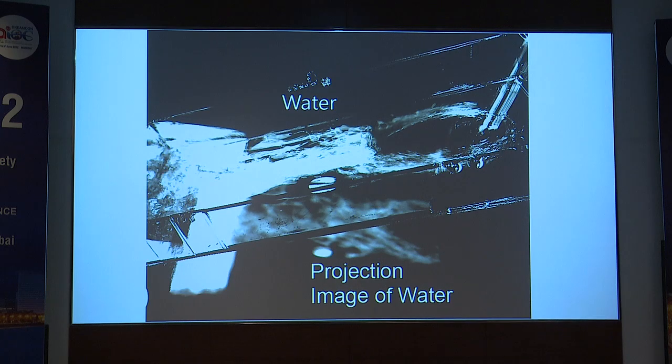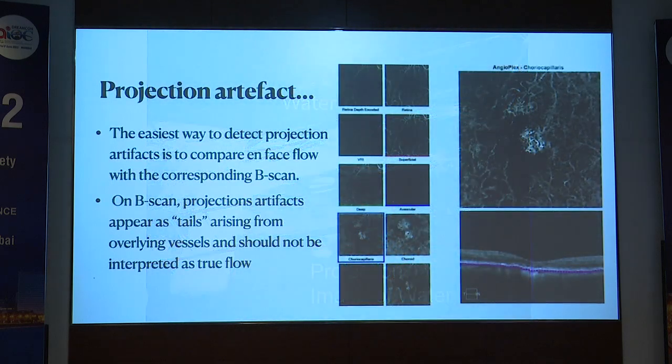The same way in the retina, the superficial capillary plexus vessels, the blood is flowing, that casts a shadow or projection on the deeper layers, on the retinal pigment epithelium. And that is an artifact. You don't want that artifact. Why you don't want? Because it can really create problem.